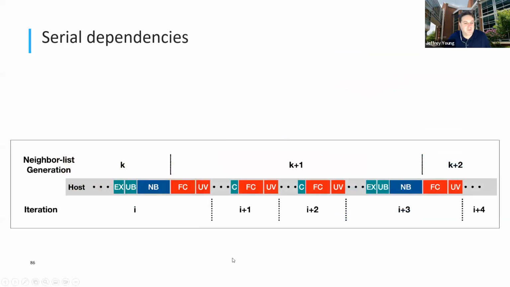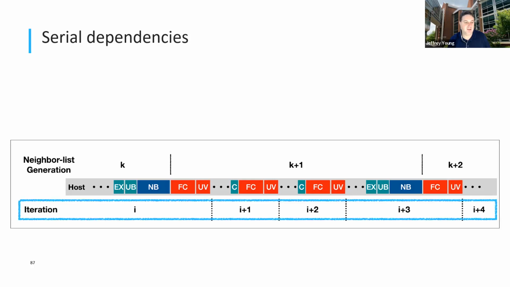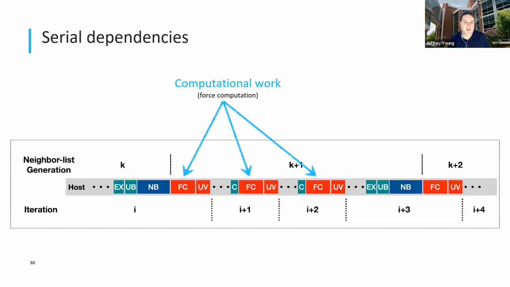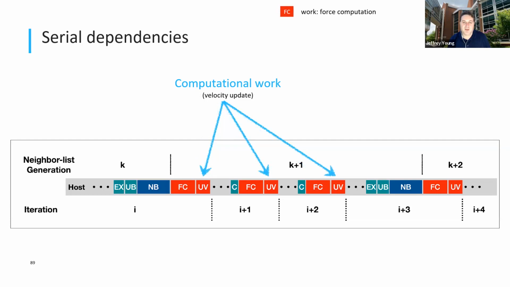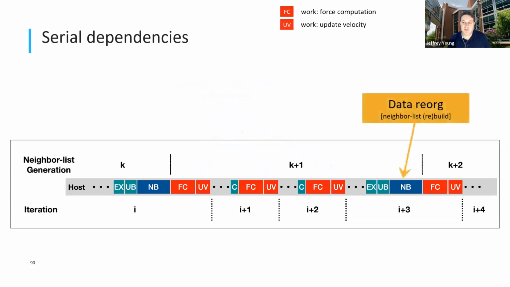Okay, so when you think about the serial dependencies, we'll look at the application, and then we'll point out each of the pieces of that. Here at the bottom, we have the number of iterations, starting from i going to i plus 4. And then we look at things like, what is the actual computation? Here we have the force computation. And then we have the velocity update, UV.